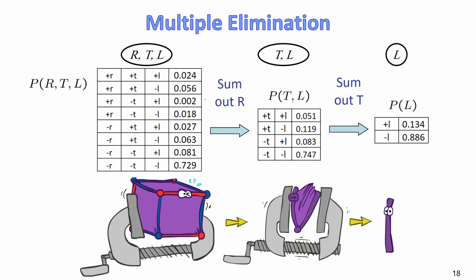Okay, so yes, we sum out R, so we'll just cross R. When we sum out T, we cross T here. Yes, you're right. Thank you. Any other questions? So in fact, we will have plus T plus L and plus T plus L. So we'll sum these together. That will give us 0.01, 0.051. Yes. Thank you, Saad. Any other questions?